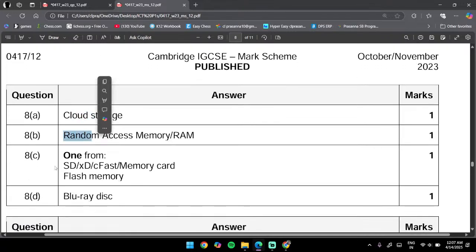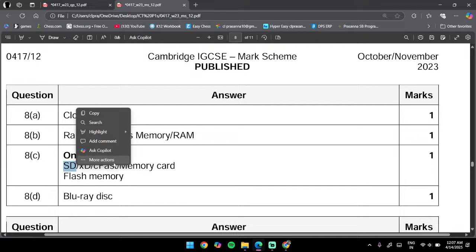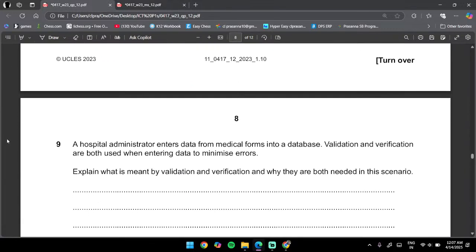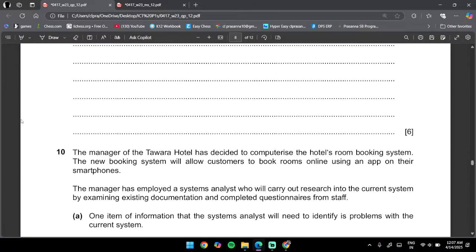So cloud storage, RAM, you can see SD card. If you had said memory card, that's also correct. XD or CFast, this is not usually in our syllabus, but for someone that uses cameras and knows this thing, if you mention that, they're still going to get their mark. So Blu-ray disc, exactly. Moving on, okay, the big question, 6 marks.